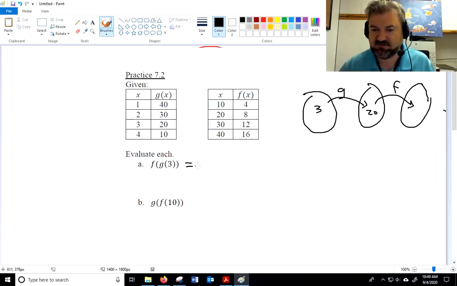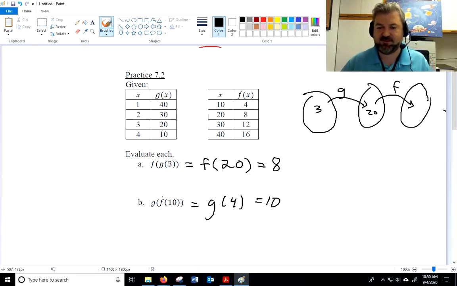So that is the same as, let's just do it in 2 steps here. G of 3 was 20. So G of 3 becomes 20. And then F of 20 from the table is 8. Now we're going to do it a different way. We're going to do F first this time. F of 10 is 4. And G of 4 is, well, G of 4 is 10, so it mapped it right back.